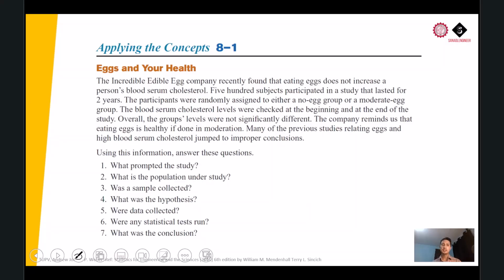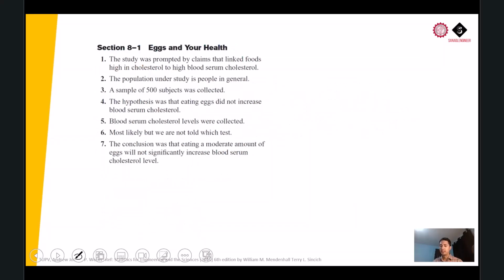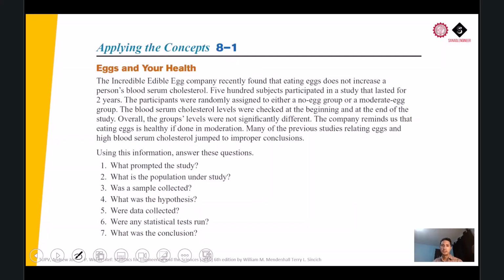For applying the concepts, I don't have to answer this part. What I want you to do is to read this and try to answer the questions. And if you cannot answer the questions, there are answers in the following slides. The reason why I put the concepts in here is because they are very important. Hypothesis testing is conceptual.